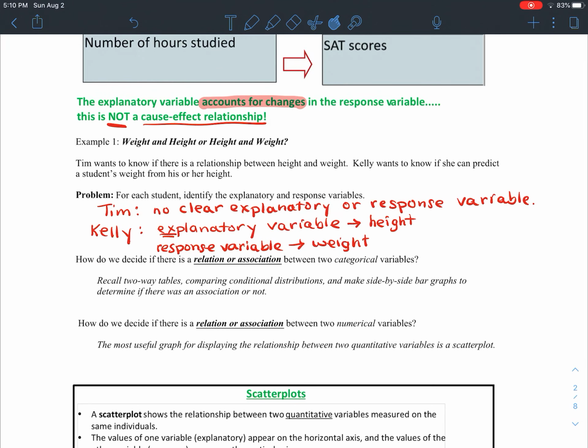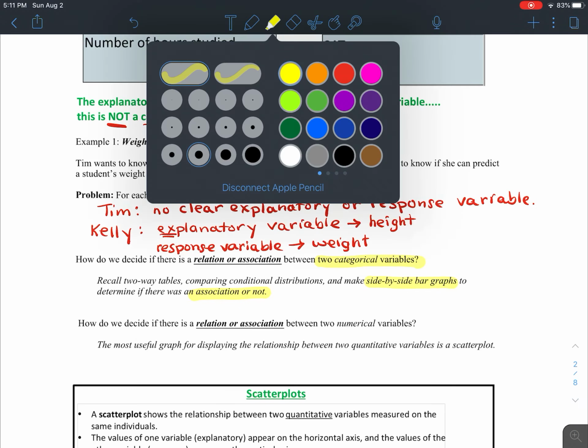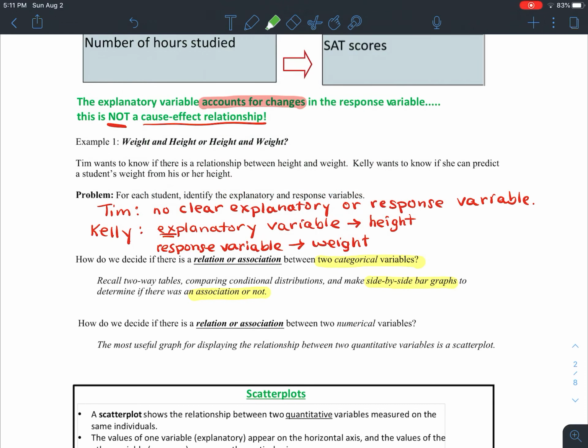All right, so how do we decide if there is any type of relationship or association between, say, two categorical variables? This is something we studied back in chapter 1. We had things like two-way tables. We did conditional distributions. We would make a side-by-side bar graph, or maybe one of those stacked, segmented bar graphs. And we would look to see if there was an association or not between the two categorical variables.